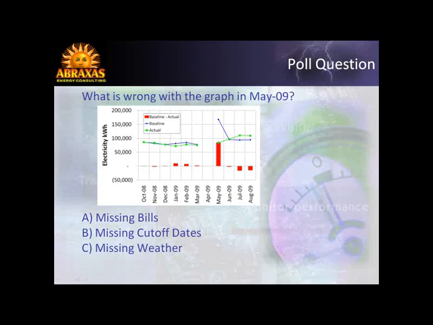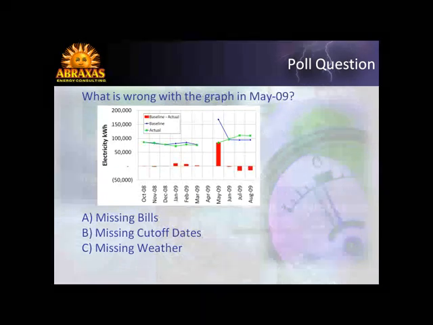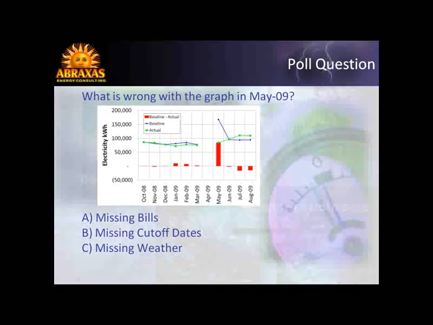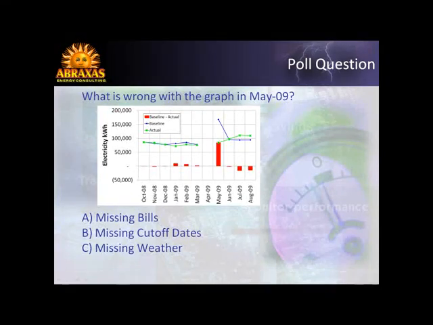Okay, we have a quick question that we're going to go through to check your understanding. So seeing this graph that we have on the screen, you can see that there's no bill in April and May. The baseline minus actual jumps up. Seeing that, what is wrong with the graph in April and May of 2009? I'll give you a second to think about it, read over the answers. Okay, if you need more time, you should go ahead and pause this video.